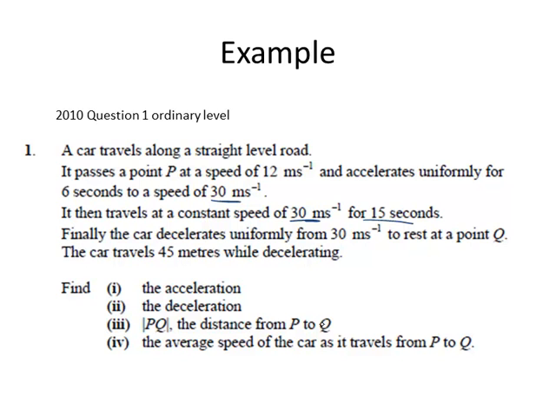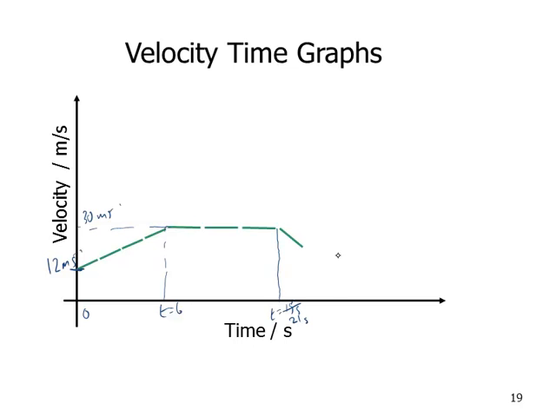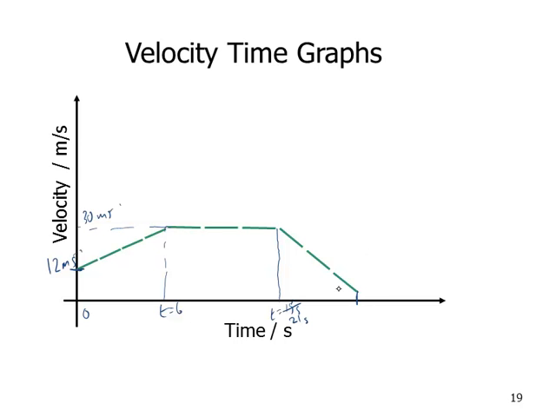And I'll just go back to this here. So then we're told it decelerates uniformly to rest at a point Q, and the car travels 45 meters when decelerating. So I'll just go back to that point there. We know it decelerates then to this point here, and we know that it travels a distance of 45 meters during that deceleration. We're given the time for this section here, but we're not given the time for this bit here, we're given the distance.